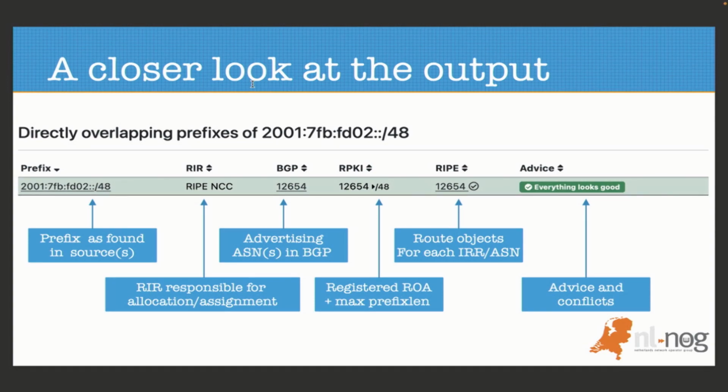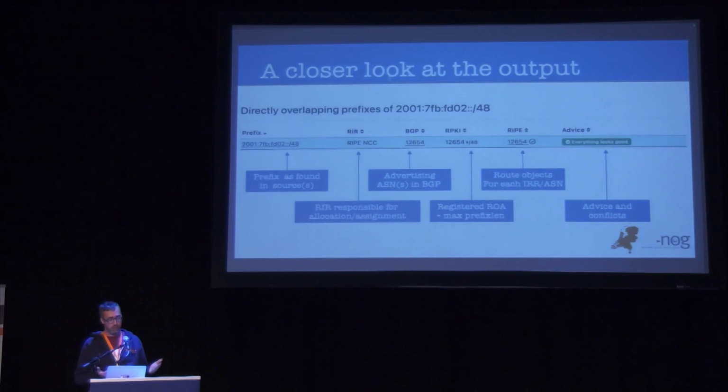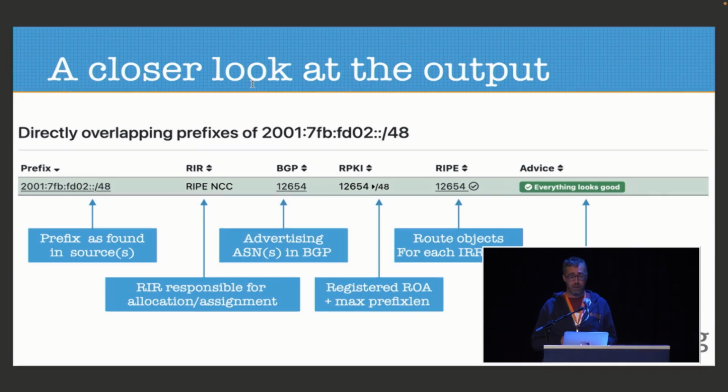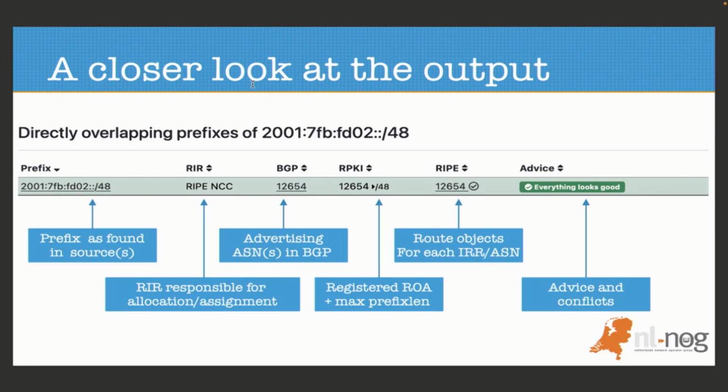Next up is the RIR responsible for the allocation or assignment. Well, in this case, we're looking at a well-known, good prefix by the RIPE NCC. In this case, RIPE NCC is responsible for this. We see that AS12654 is advertising it in BGP, and that there's an RPKI ROA for that specific ASN up to /48. And therefore, everything is looking good. There's no conflict, there's no mismatch, there are no things missing. This is what you want to see.